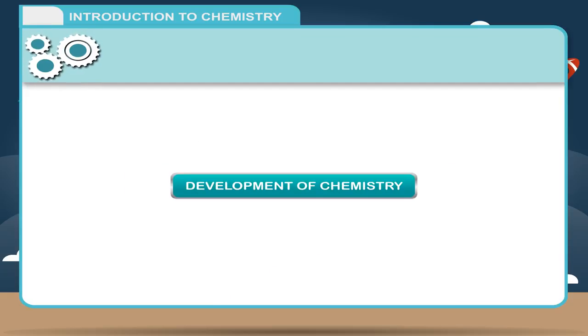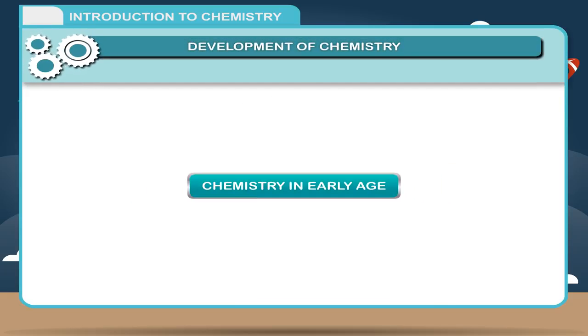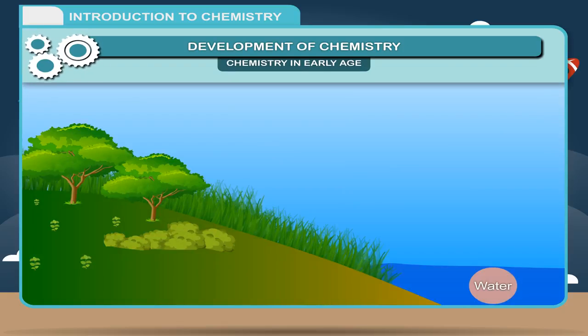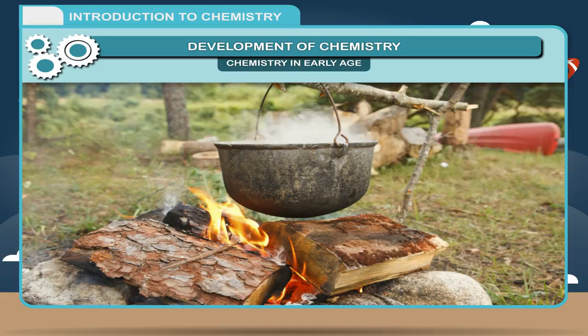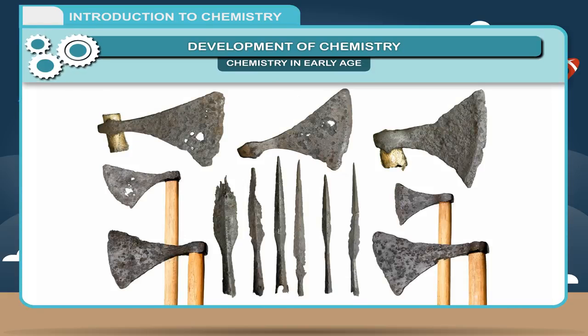Development of chemistry. Chemistry in early age. Water, air were probably the very first chemicals man used for his existence. With the knowledge of making fire, man's knowledge regarding metals developed. He needed vessels to cook food in, and this led to discovery of metals. He also made weapons from metals.